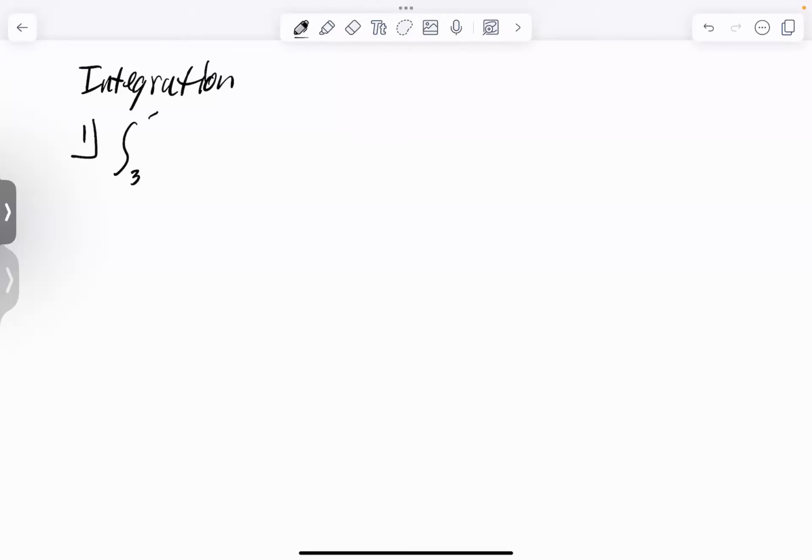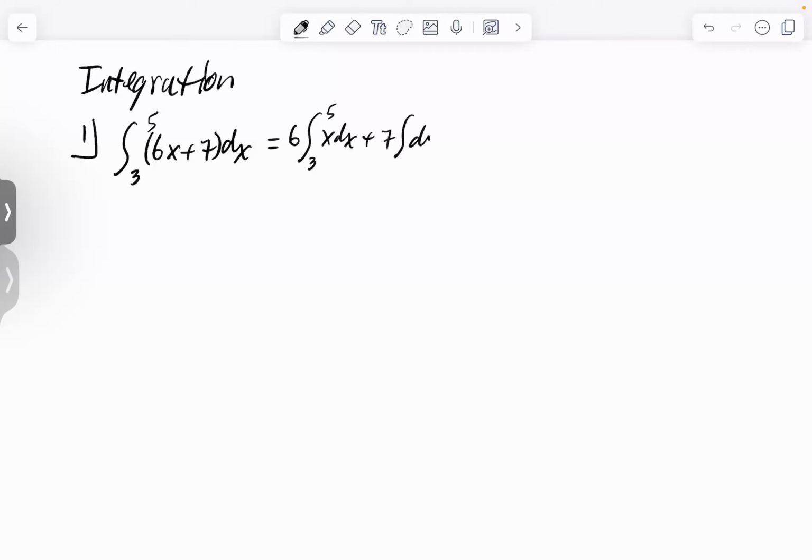from 3 to 5, 6x plus 7 dx. Now I want to go kind of slow on this. I'm going to break this up into two separate integrals, and I'm going to pull the constants out. And so this is using some of those rules where I can break this down. You might be asking yourself, why would you do that? Well, I just want to focus on the x dx and the dx.